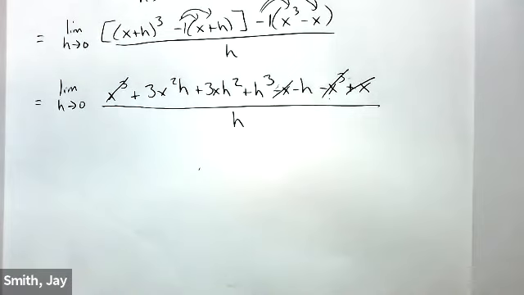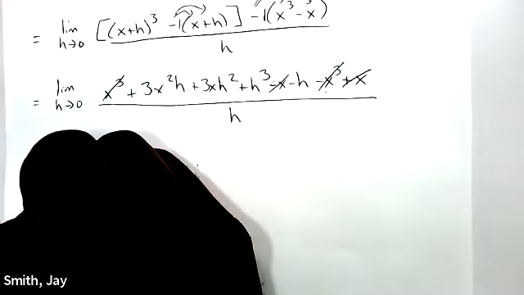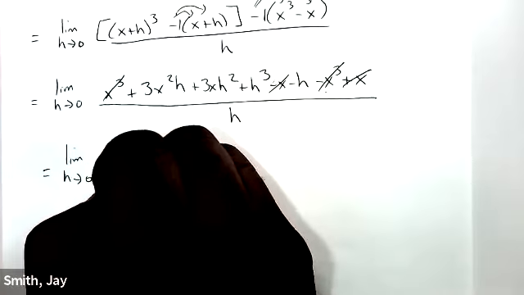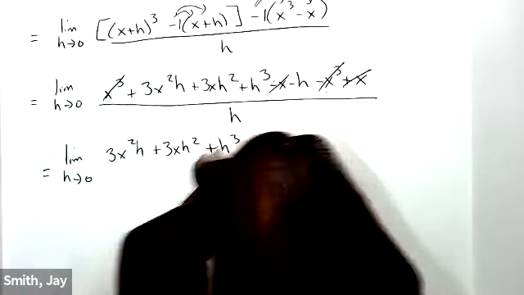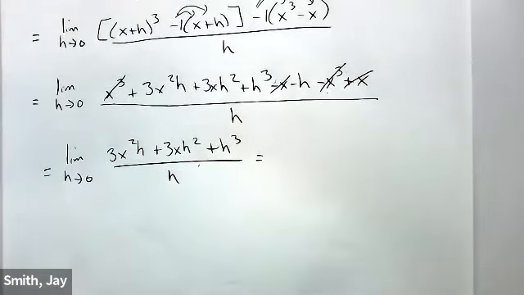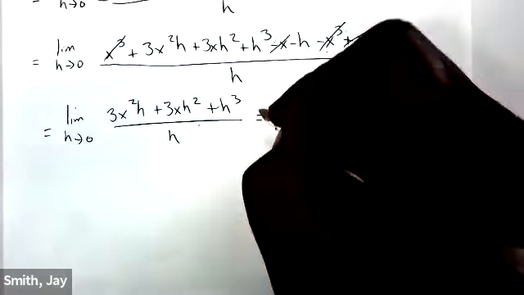If we're doing this correctly, every single time, every term that we have left over in our numerator will have at least one h in common. So here we have the limit as h approaches 0 of 3x squared h plus 3xh squared plus h cubed, and this is all being divided by h. Notice how everything in our numerator has at least one h in common, because one thing that happens every single time.